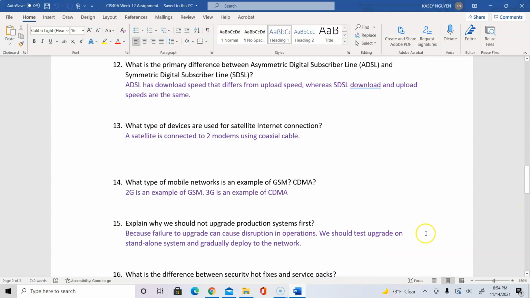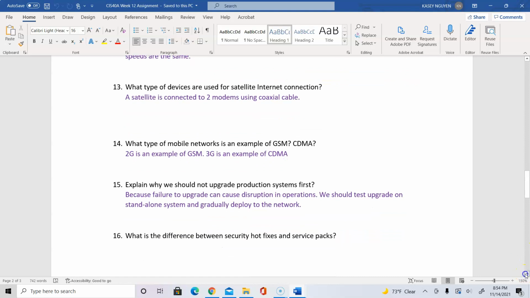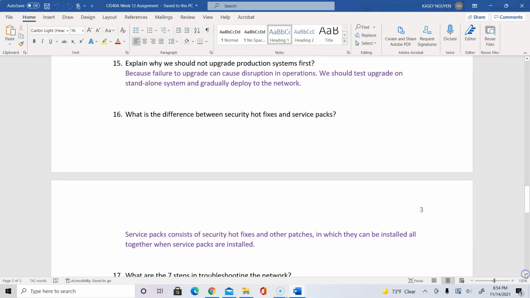So in the next few questions, we can say that for 15, explain why we should not upgrade production system first, because failure to upgrade can cause disruption in operations. We should test upgrade on a standalone system and gradually deploy it on the network. And with that, we need to do change management and configuration management. 16. What is the difference between security hotfixes and service pack? Service packs consist of security hotfixes and other patches, in which they can be installed altogether when the service packs are installed.